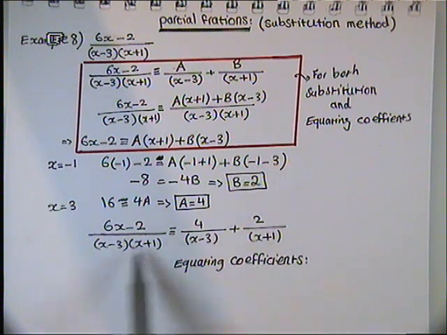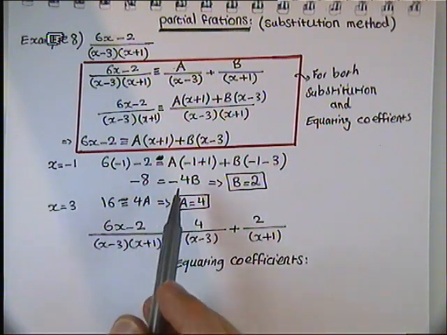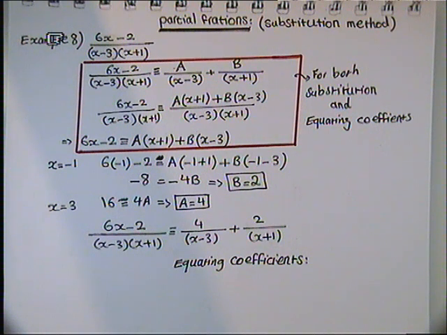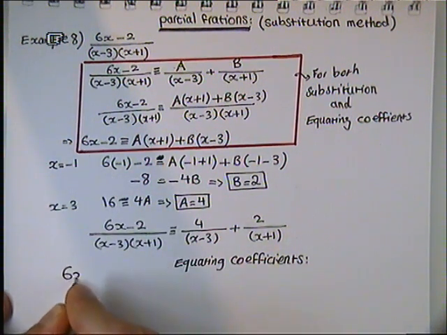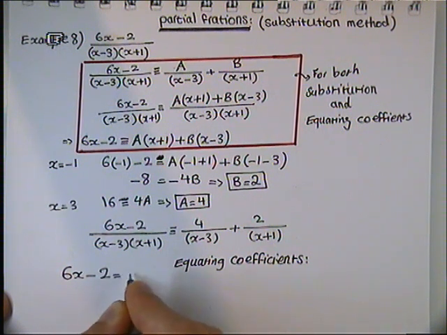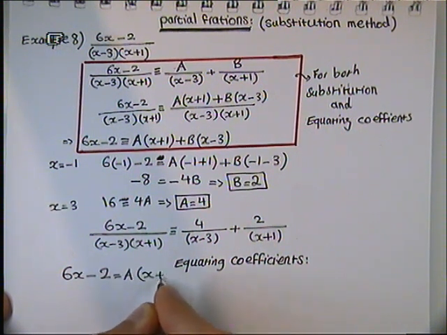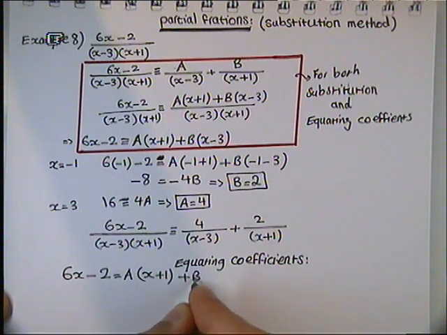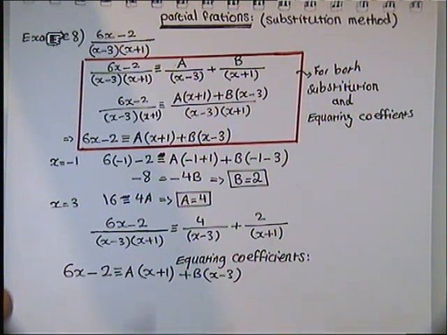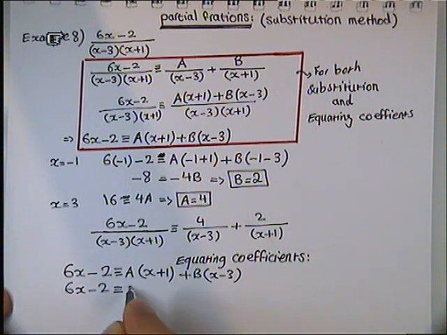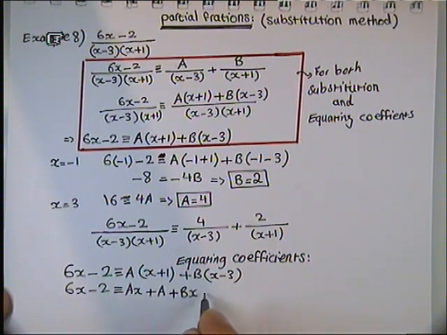The only difference is this point. This one was for substitution. Now for equating coefficients, let's write down this one again. 6x - 2 is equal to A(x + 1) + B(x - 3). They are identical. Let's expand this side. We get 6x - 2 must be identical to Ax + A + Bx - 3B.